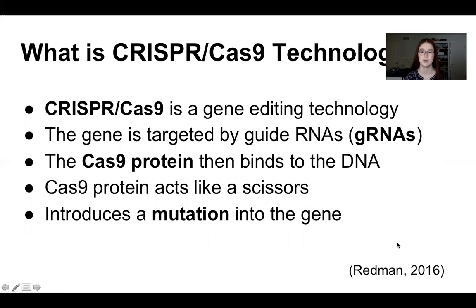So what is CRISPR-Cas9 technology? CRISPR-Cas9 technology is a gene editing technology that was discovered in 2011. The gene of interest is targeted by guide RNAs, or gRNAs, which bind to the DNA at these specified locations. The Cas9 protein then comes along and binds the DNA at the places marked by the gRNAs and acts like a scissors, cutting the DNA. There's then a break in the DNA where mutations can be introduced. As the DNA tries to repair itself, it will make a mistake, causing a mutation, which will render that gene non-functional.